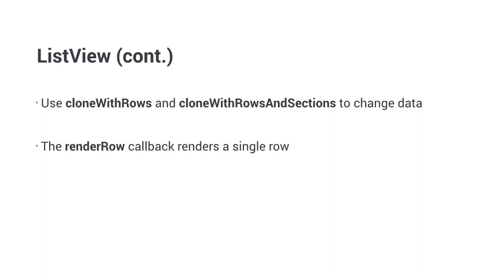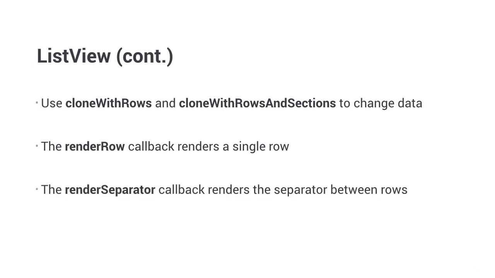The last thing you need is to define the renderRow callback on the component, which defines what gets rendered for each row. There is also the renderSeparator callback that gets called whenever a separator between two rows is needed. If you don't implement it, there won't be any separation. If you want to handle touches on rows, just use TouchableHighlight and let it act like a button.